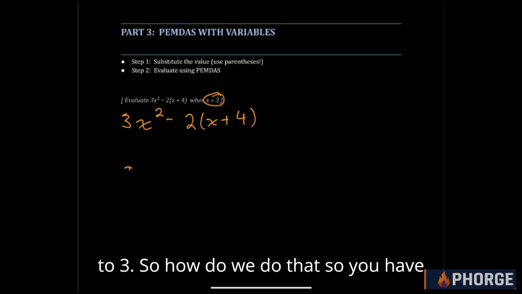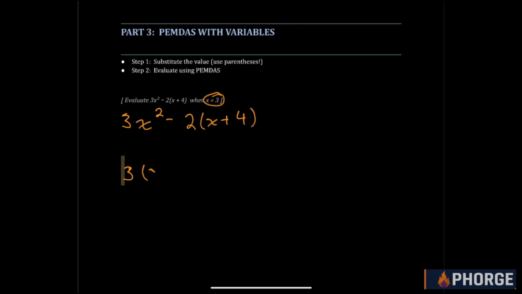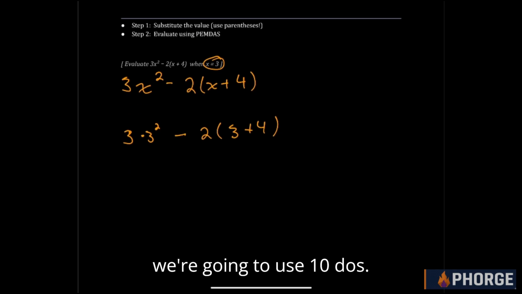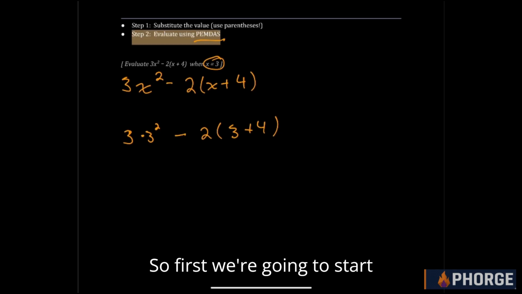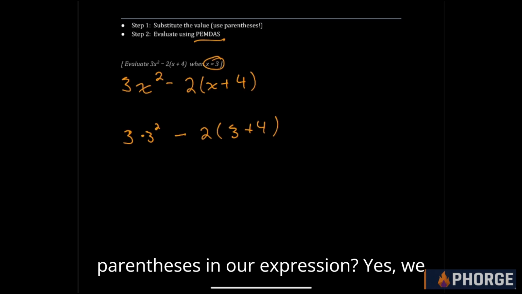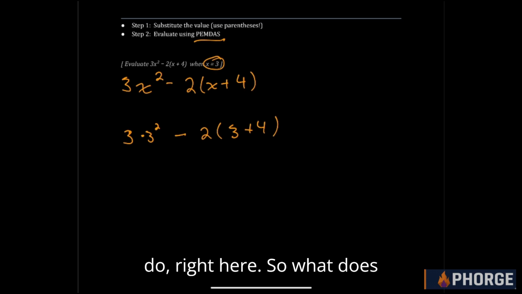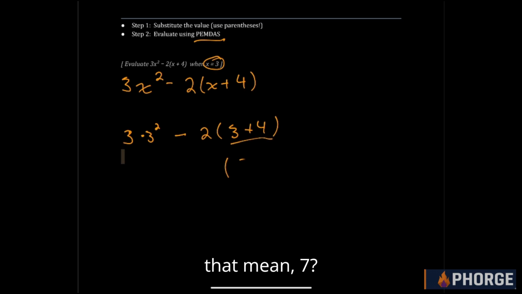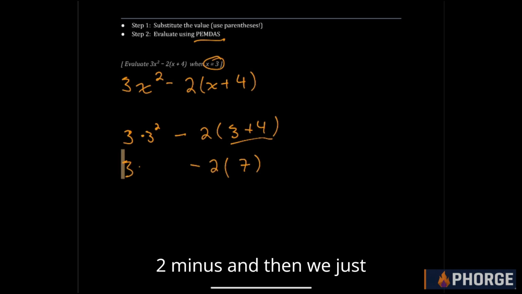So how do we do that? You have 3 times 3 squared minus 2 times 3 plus 4. Okay, now we're going to use PEMDAS. First we start with parentheses. Do we see any parentheses in our expression? Yes, we do, right here. So what does that mean? 2 times 3 is 6, plus 4 is 7... 3 squared, 2 times 7... and then we just copy the rest the same.